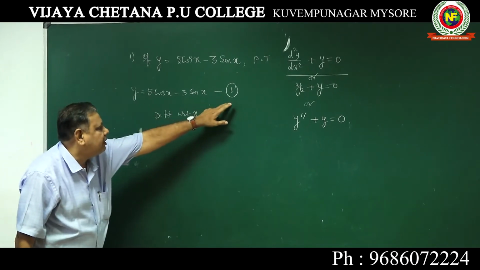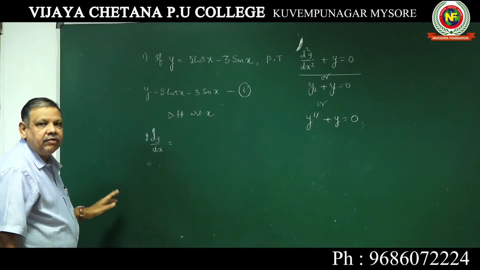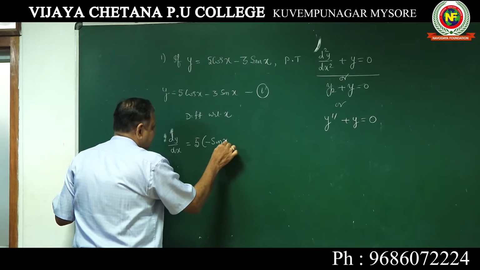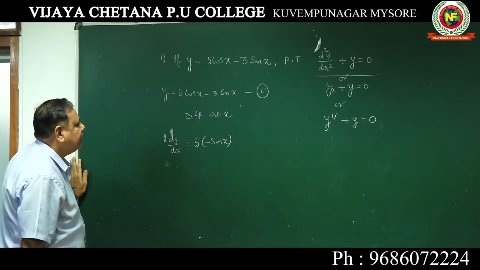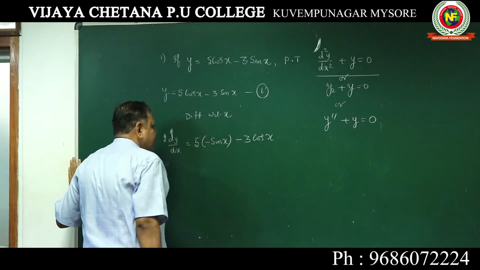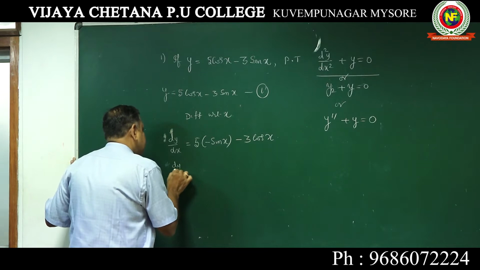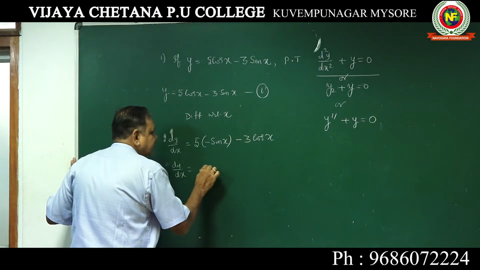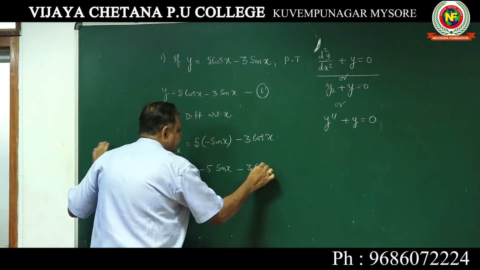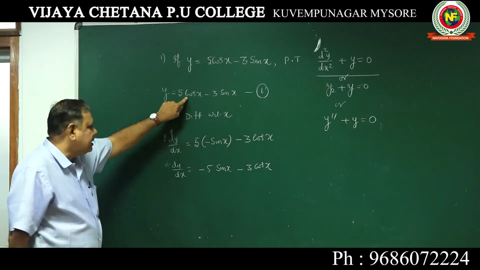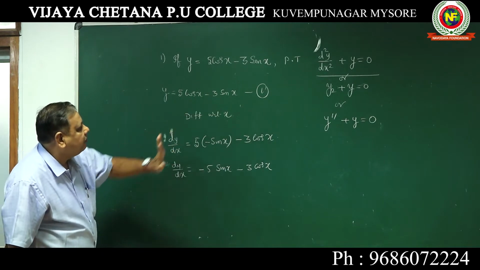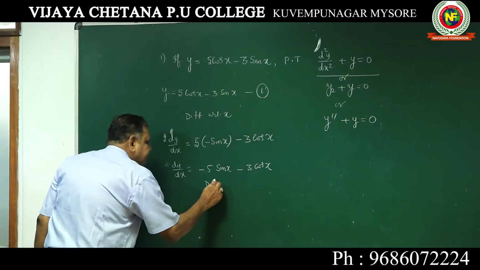You take equation number 1, whatever is given. Dy by dx is equal to 5 into minus sin x. Cos x differentiation is minus sin x, and minus 3 sin x differentiation is cos x. All of you understood? It is dy by dx is equal to minus 5 sin x minus 3 cos x. Please understand here, when you are differentiating cos x it is minus sin x, and minus 3 times cos x. Now you want d square y over dx square, so further differentiate with respect to x.